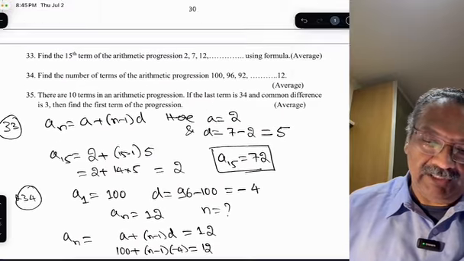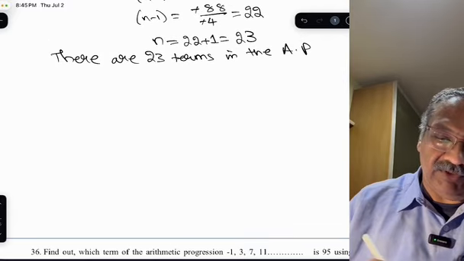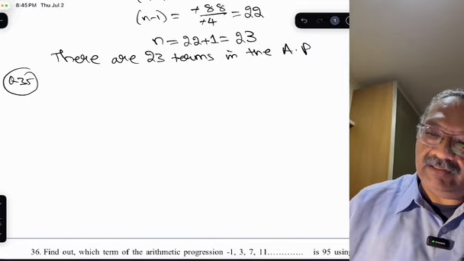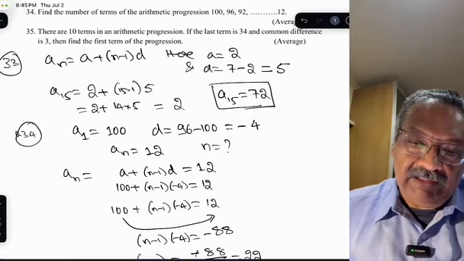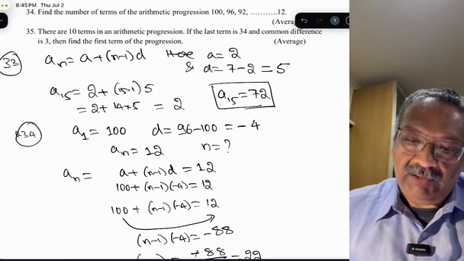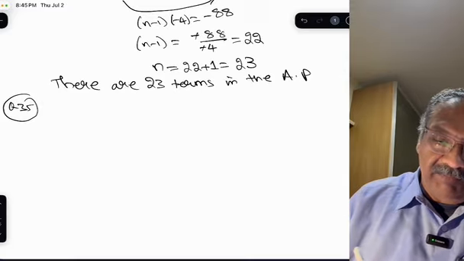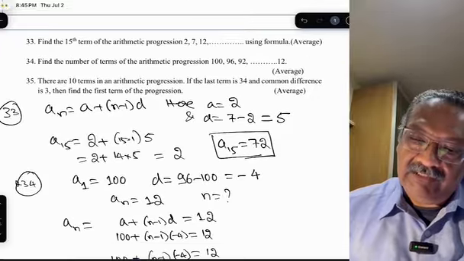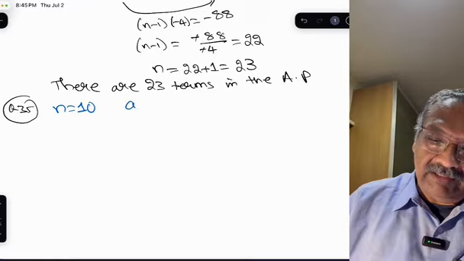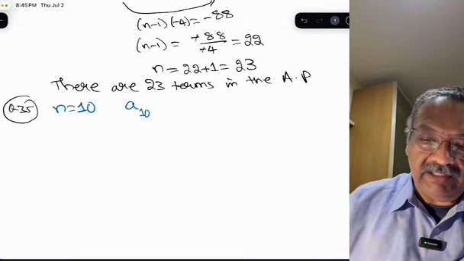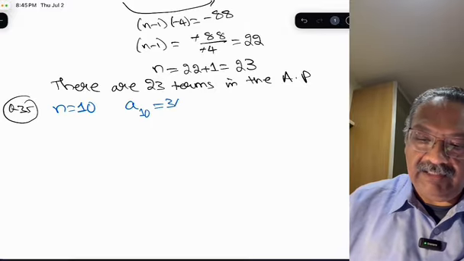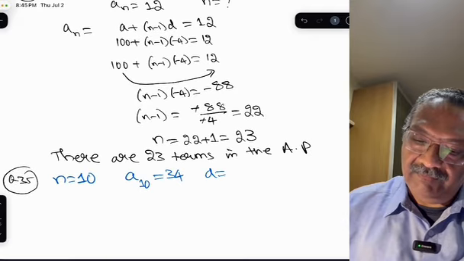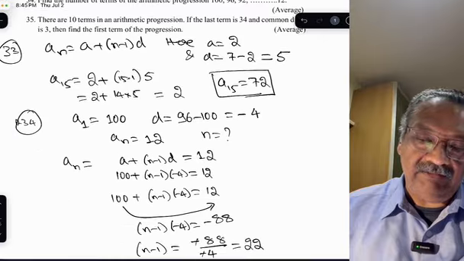Next, let us come to question number 35. What does question number 35 say? There are 10 terms in an AP, so n is equal to 10. If the last term is 34, which means the 10th term is 34, and the common difference is 3, then find the first term.